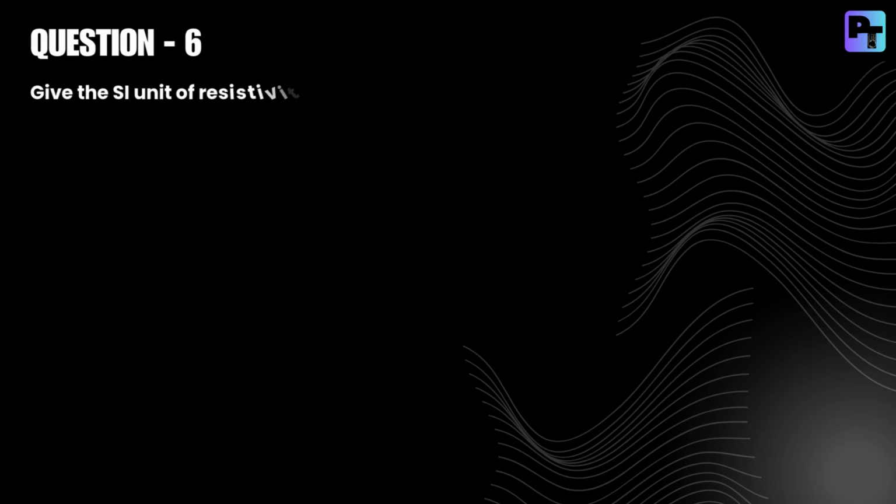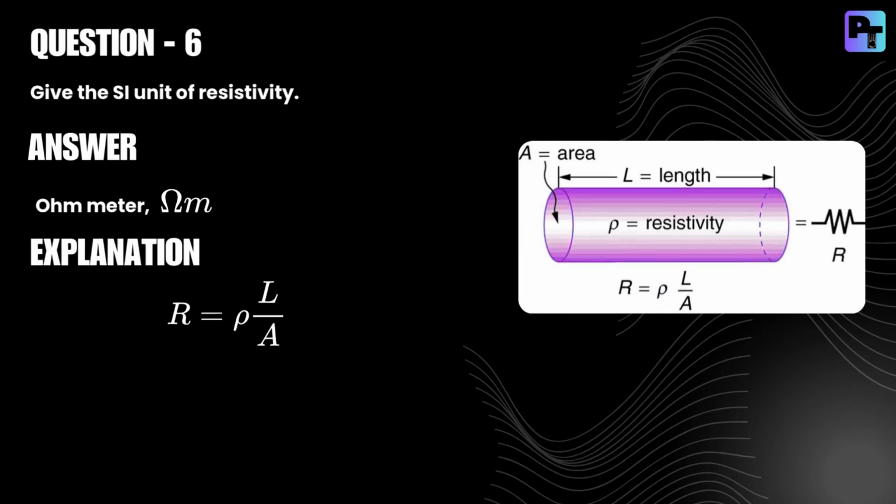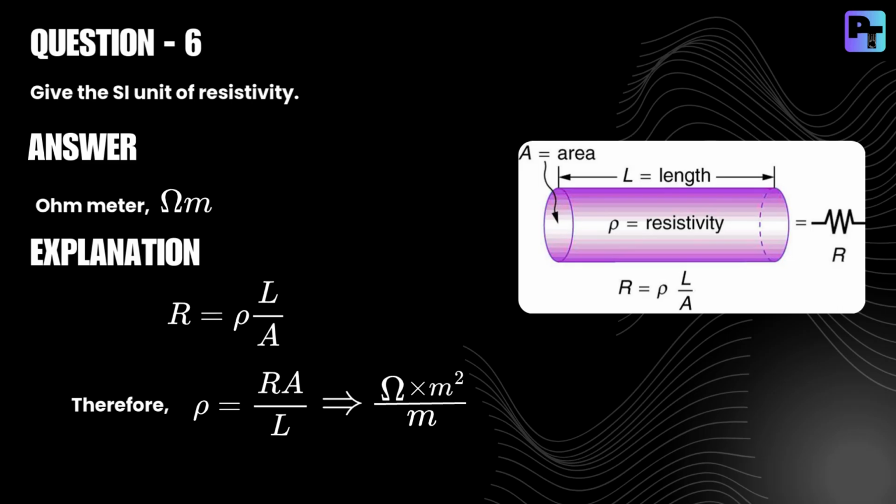Question 6. This question is also based on resistivity. Give the SI unit of resistivity. Answer is ohm meter. As we explained in the previous question, resistance R is equal to resistivity ρ into length of the conductor divided by area of cross-section A. Therefore, resistivity ρ equal to resistance R into area A divided by length L. Putting SI unit of each quantity, for resistance, ohm. For area, meter squared. For length, meter. Then, SI unit of resistivity is ohm meter.